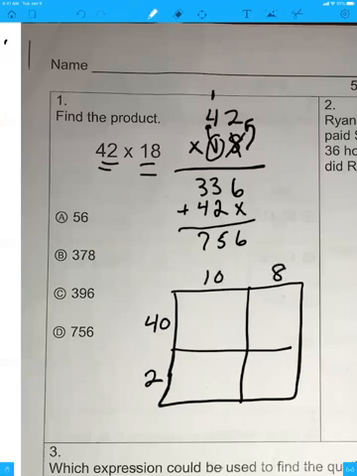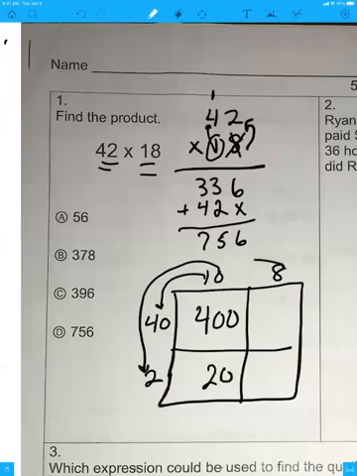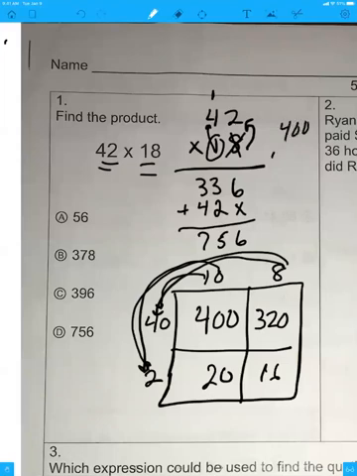So now they would multiply. 10 times 40 is 400. 10 times 2 is 20. 8 times 40 is 320. And 8 times 2 is 16. Then we'd have to add those up, which is 400 plus 320 is 720 plus 36 would give them 756.